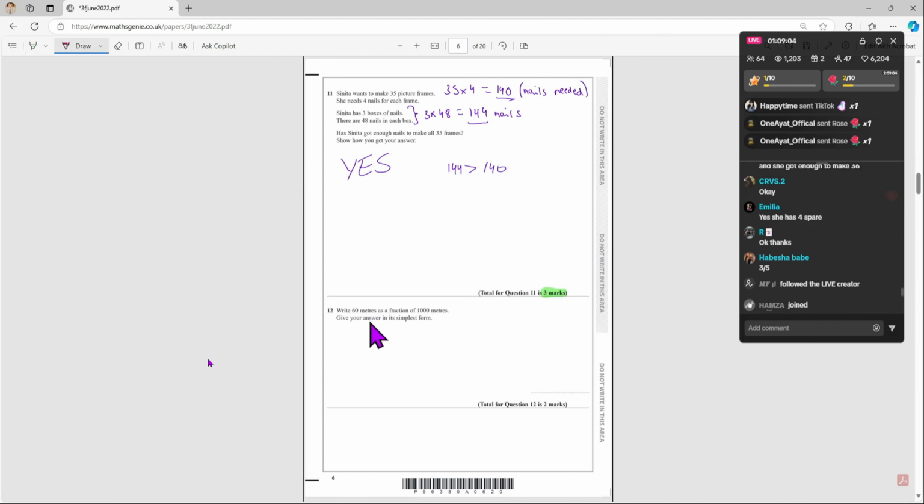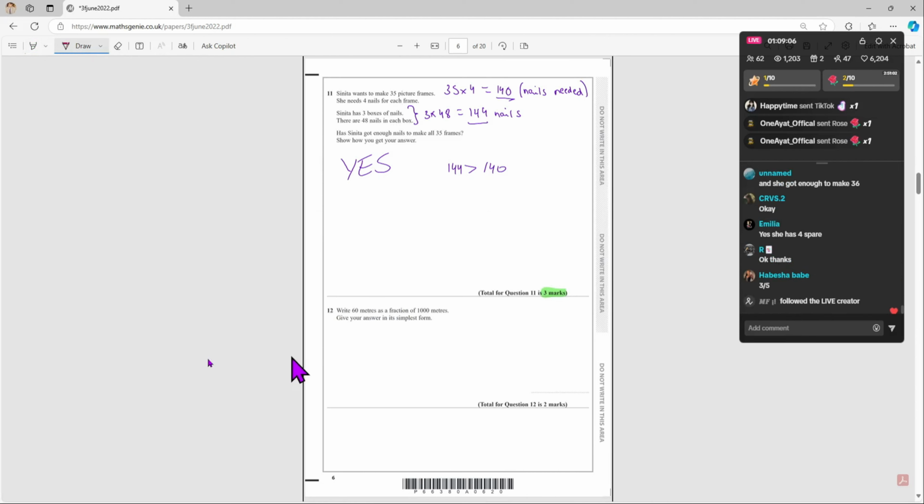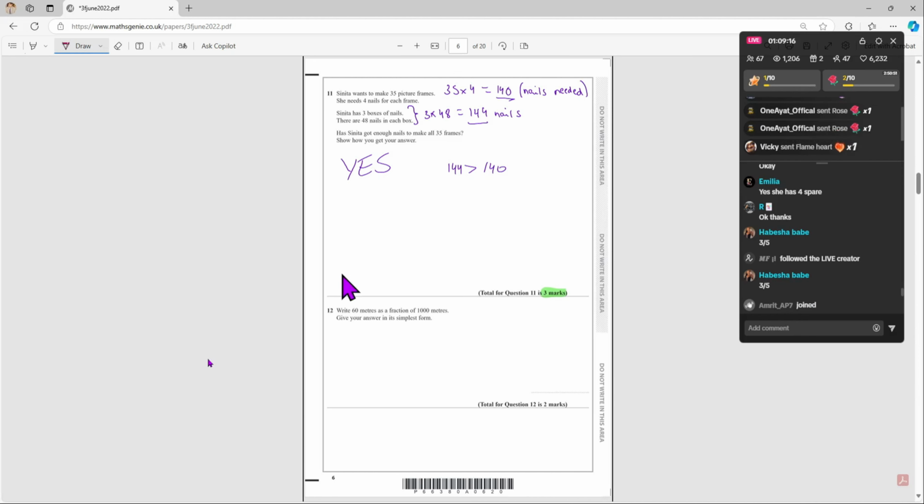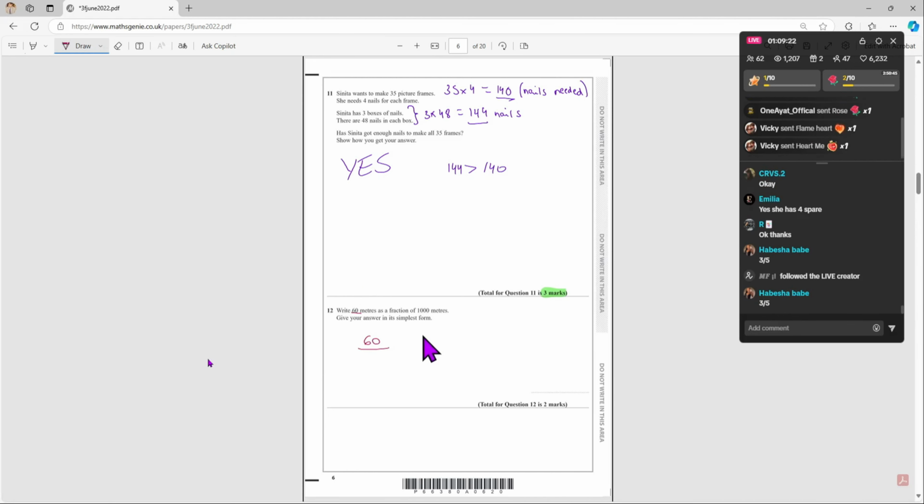So we need to write 60 meters as a fraction of 1000 meters. Give your answer in its simplest form. So we know that our fraction is going to be 60, which is going to be our numerator, over 1000 meters, which is going to be our denominator.